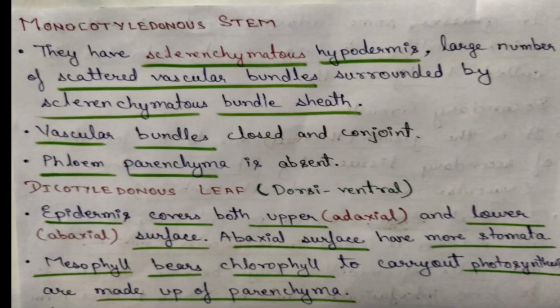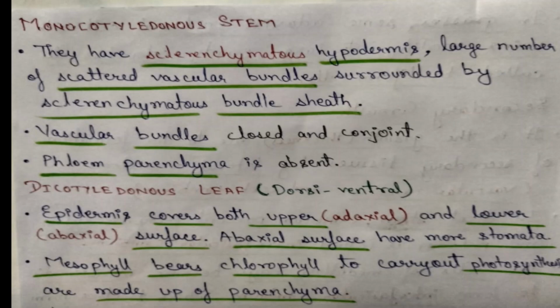Next we look at monocotyledon stem. They have a sclerenchymatous hypodermis. This is a very important point, you must remember this, that in monocot stem sclerenchymatous hypodermis is there. A large number of scattered vascular bundles surrounded by sclerenchymatous bundle sheath is there. Vascular bundles are closed and conjoint. Phloem parenchyma is absent.